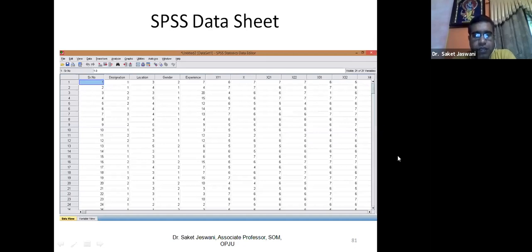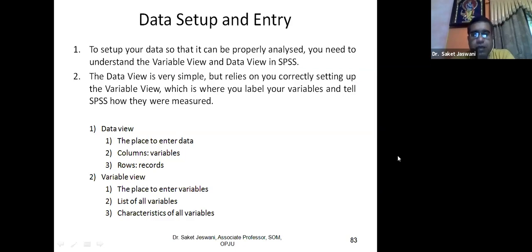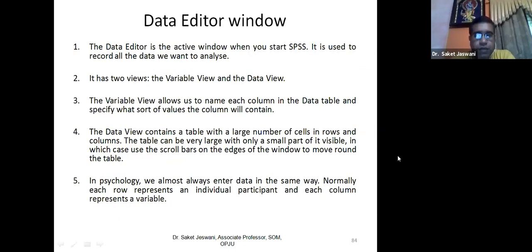So this is the typical data sheet. There are 2 sheets in the SPSS window, the data view and the variable view. This is the data view, where you can see the data exactly as you see it in the Excel sheet. Another tab is the variable view, which defines the characteristics of the data. In the first sheet, data view, you can see the data, and in the variable view, you can see the characteristics of the variables of the data.